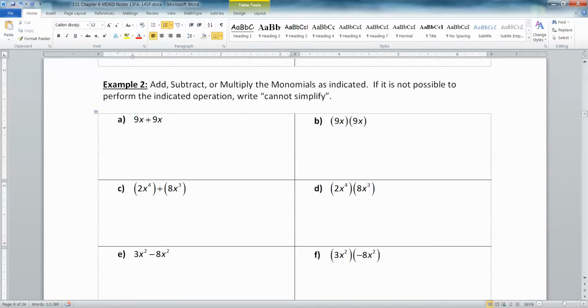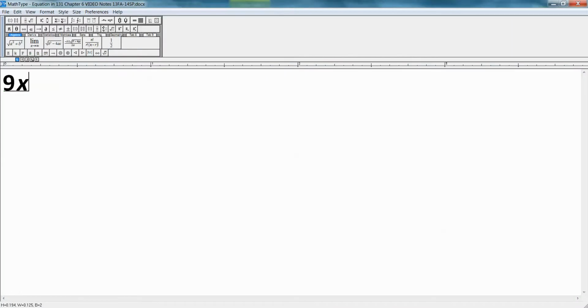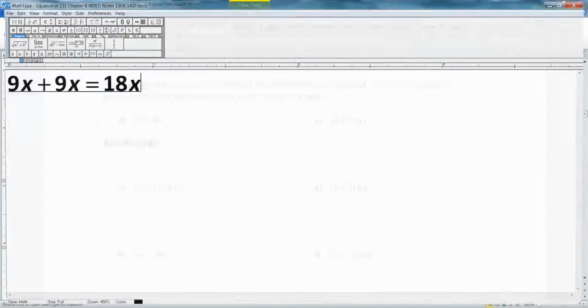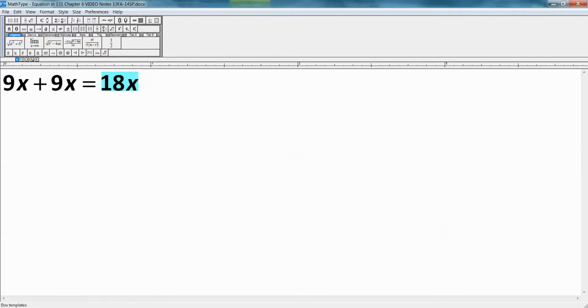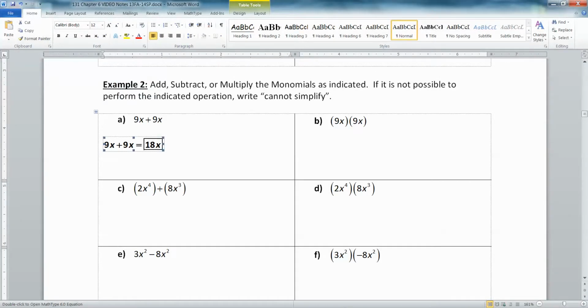Okay, so let me go down here. 9x plus 9x would be equal to 18x, right? If you have 9 of something plus 9 more of something, that gives you 18 of that something, right? You're combining like terms on this one because it's addition. All right, what about the next one?